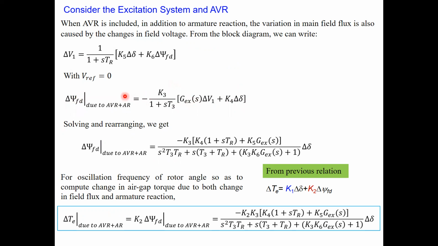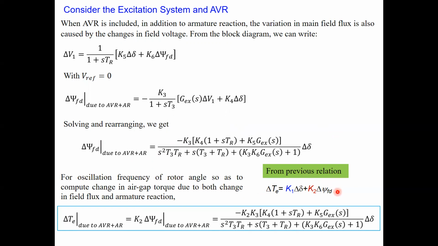And now here we will substitute this one from here, and then we will do some manipulation and rearrange. So finally we get this one. In fact, we have substituted this here, and because this is 1 plus ST3, you multiply the numerator and denominator by 1 minus ST3. So when you solve it, you get this now. So this is actually the change in the field flux with both AVR and armature reaction. So this is now.